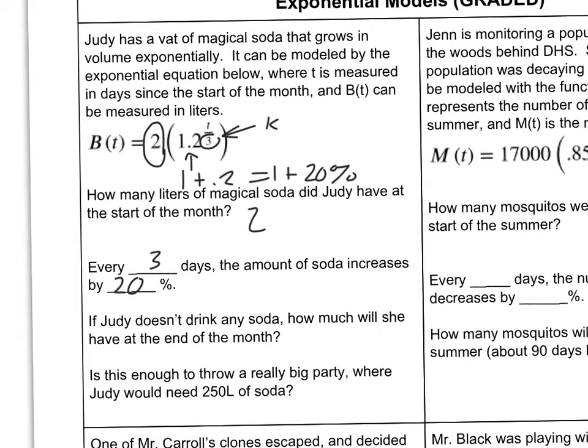If Judy does not drink any soda, how much will she have at the end of the month? So I'm going to plug in, and let's just assume this is a 30-day month, although it certainly could be a 31-day month. It doesn't really matter, or even a 28-day month. What I need to see is that you're plugging stuff in. So if we do that, 2 times 1.2 to the 30, and then that's going to be divided by 3. And we have 12.38 liters. Is this enough to throw a really big party? No.